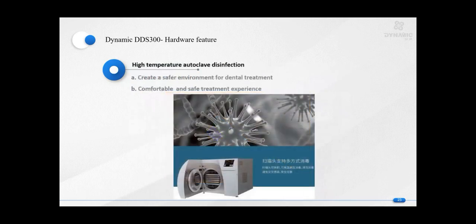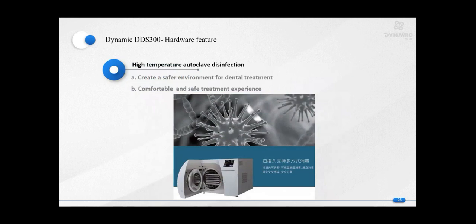And the third hardware advantage is high temperature autoclave disinfection. You can see from this image, it's very vivid. This is actually very easy to understand, especially now under the conditions of the COVID-19 epidemic. The situation is more serious, and everyone is paying more and more attention to safety protection.